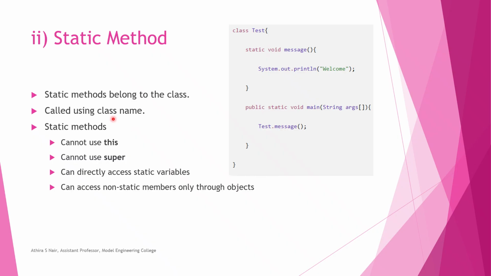And we also cannot use super. That is used in inheritance. Super is the keyword when we are using inheritance. So super is also not used in static method and it can access non-static members only through objects.